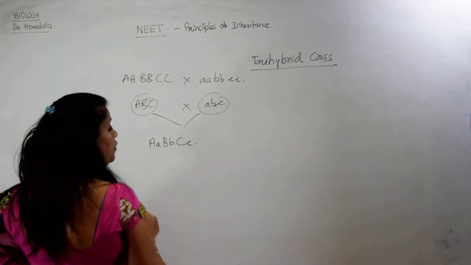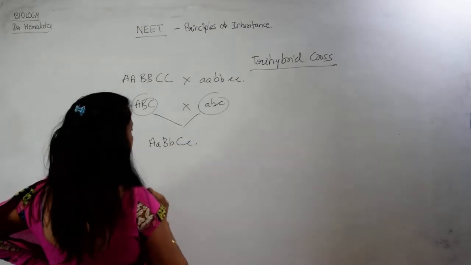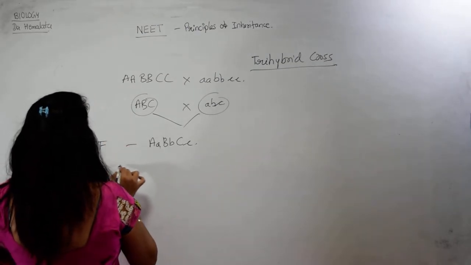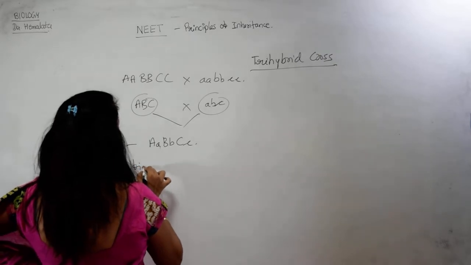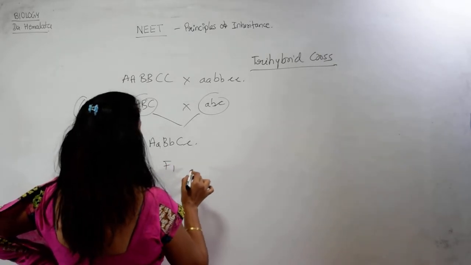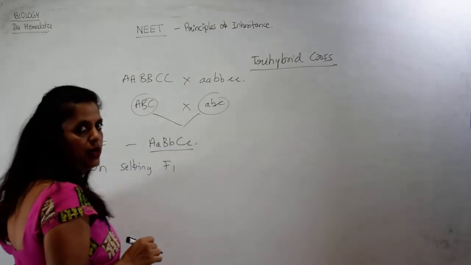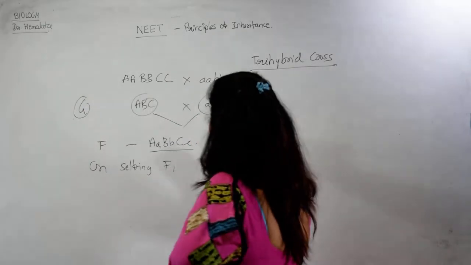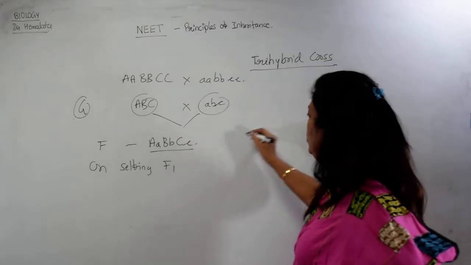Okay. Now self them. Then you will get the gametes. On selfing, this is F1, right? On selfing F1, what will you write? This is self. So let me write the gametes of the selfed character. How do you write?